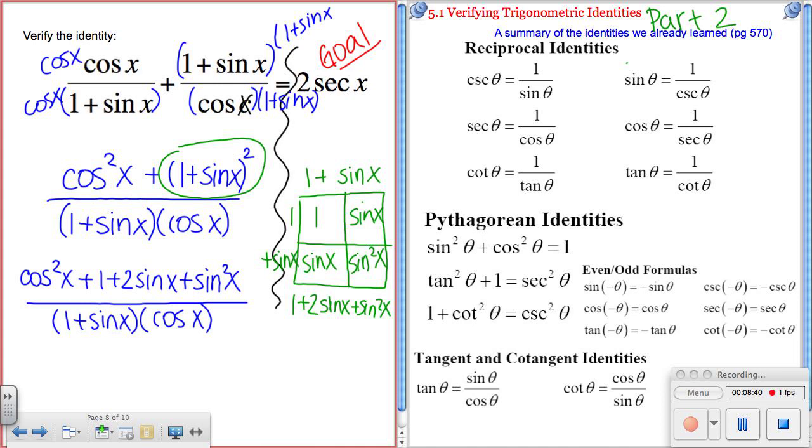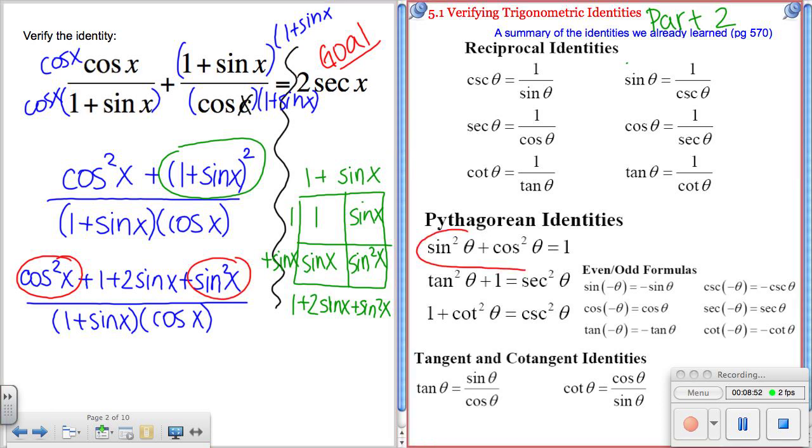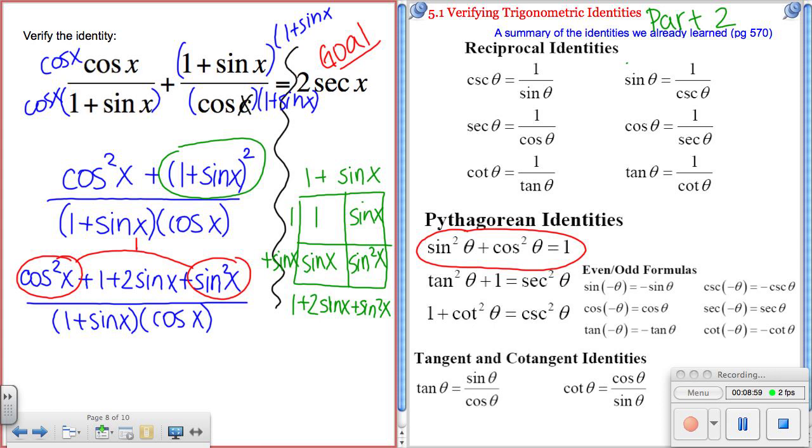So let's look at our top again. Is there anything we know that we can replace? And I see sine squared and cosine squared. Now whenever I see sine squared and cosine squared, I always think of this Pythagorean identity. I'm going to replace these with a 1. They equal 1. If I do a little simplifying now, I get 1 plus 1, the original one I had, so 2 plus 2 sine x on the top.